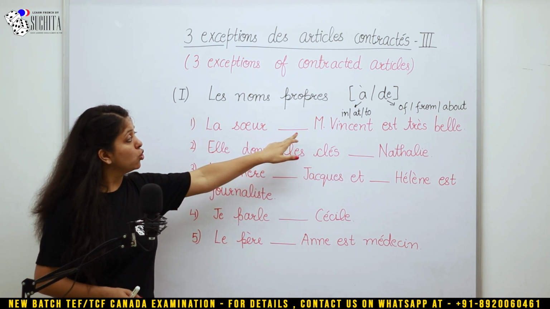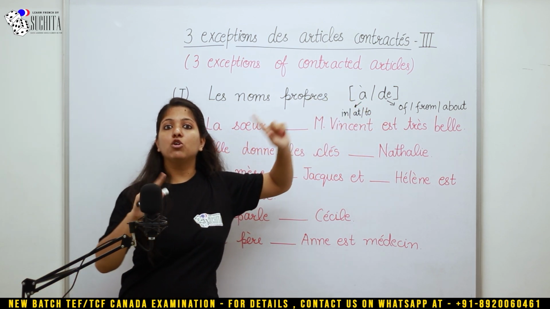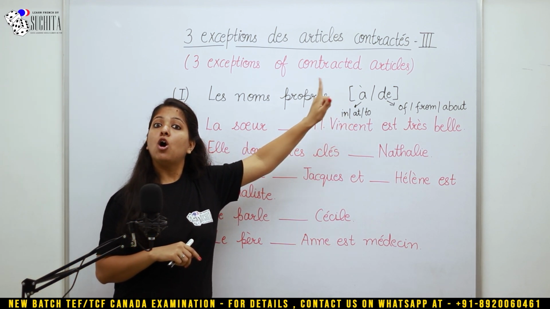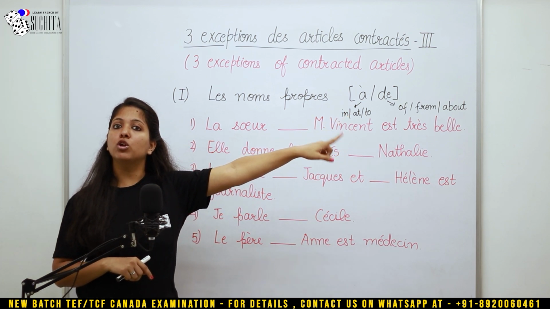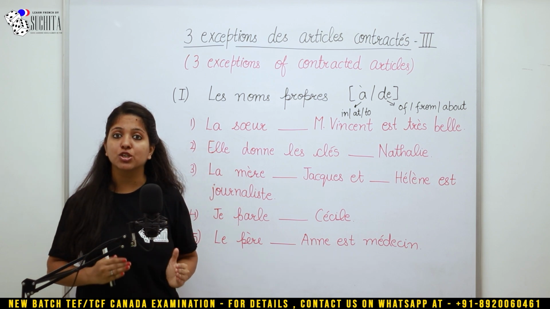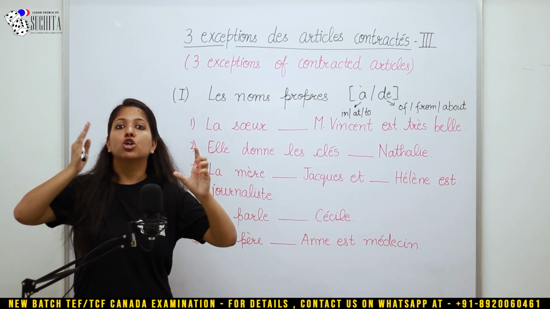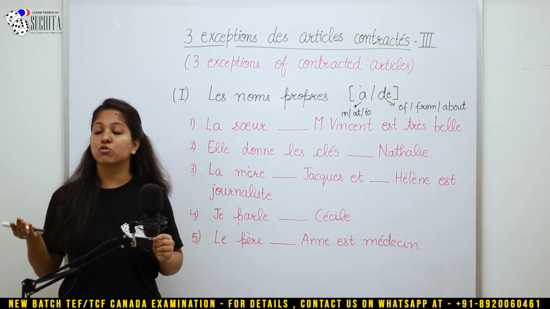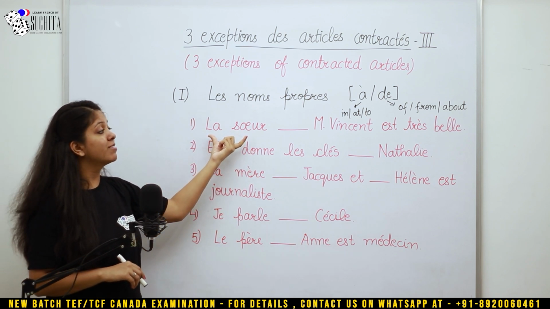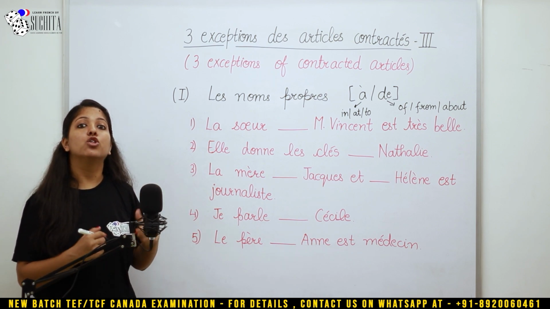So here you will simply put the sister of. Now you will have to look at the meaning. If it is in, at or to, you will put à. Or if you want to put of, from or about, you will put de. But the principal point is you will not do the contractions here. You will not put the definite articles here. So you will not put de plus le, de plus la, de plus les or de plus l'. That will not happen. You will simply put either à or de. So the sister of Mr. Vincent, simply it is la sœur de Monsieur Vincent.